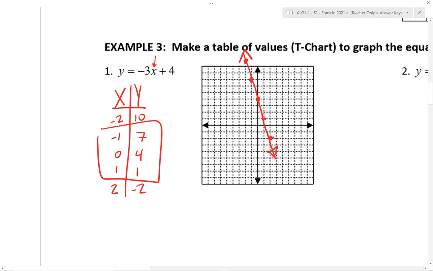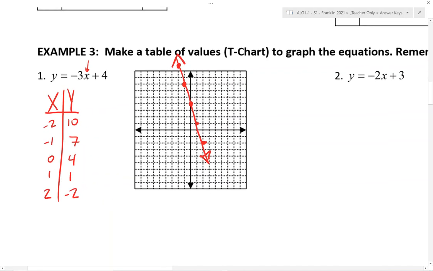But so I would say use 5 and center them around 0. So -2 to 2, these 5 right here, this is typically a good set to use. When you have a fraction, you'll have to adjust it a little bit.